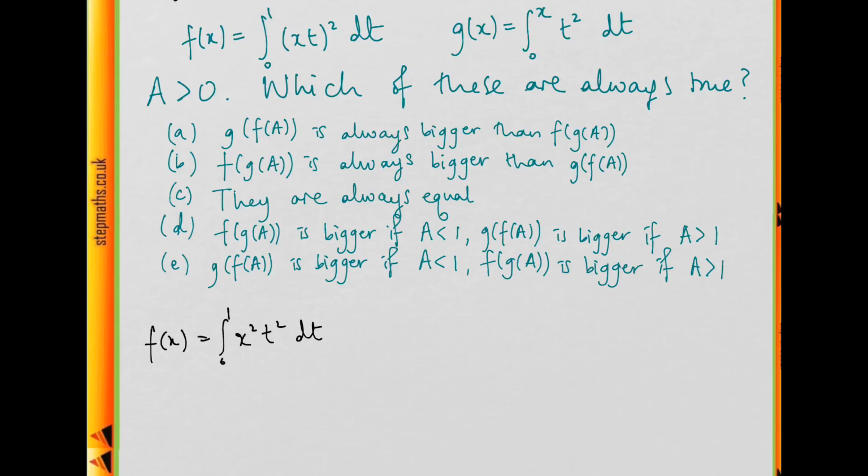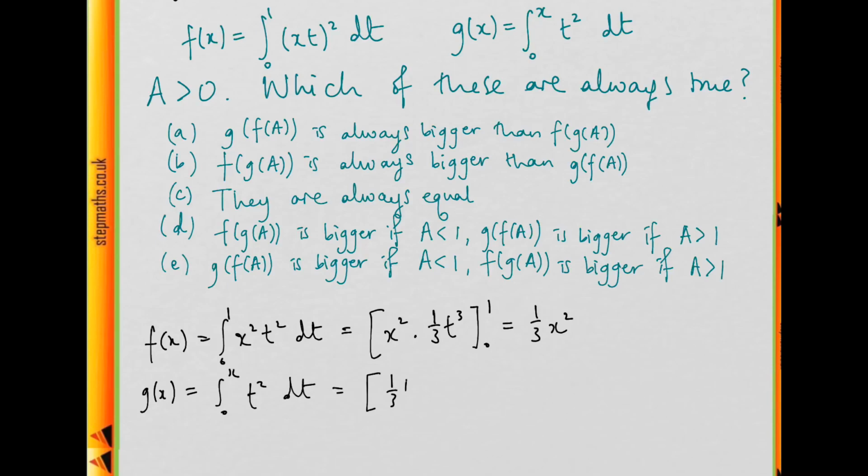So this is going to come out to x squared, which we're just treating like a constant, times the integral of t squared, which gives us a third t cubed from 0 to 1, and that's just equal to a third x squared. And similarly, g of x is equal to the integral from 0 to x of t squared dt, which is equal to a third t cubed from 0 to x, and that's just equal to a third x cubed.